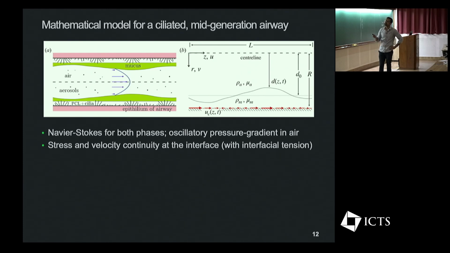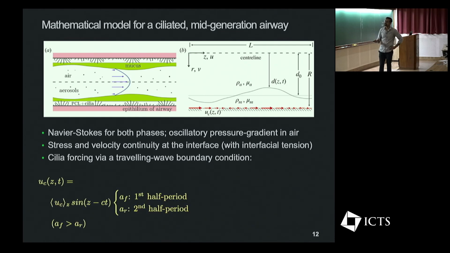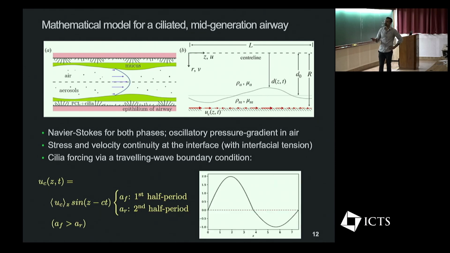We apply an oscillatory pressure gradient in the air to mimic breathing. And we apply the usual boundary conditions at the interface with this cilia forcing condition at the wall. I'll skip the details, but basically we put a velocity that's like a traveling wave and which is asymmetric. So the forward stroke is stronger than the reverse stroke. So it creates a propulsion that sort of moves 2 steps forward, 1 step back, and you eventually get motion.